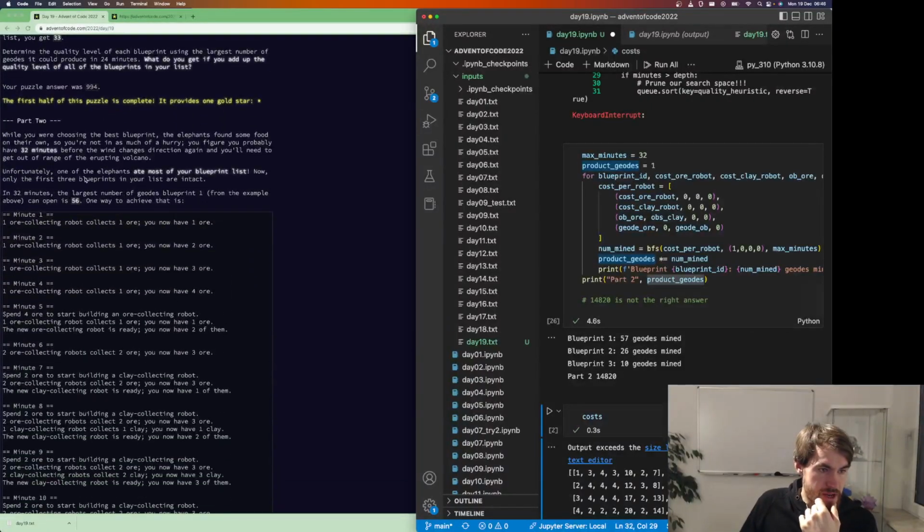Let's read this carefully. While you were choosing the best blueprints, the elephant found some food on their own, so you're not in as much of a hurry. You figure you probably have 32 minutes before the wind changes direction. One of the elephant ate most of your blueprint list. Only the first 3 blueprints in your list are intact.